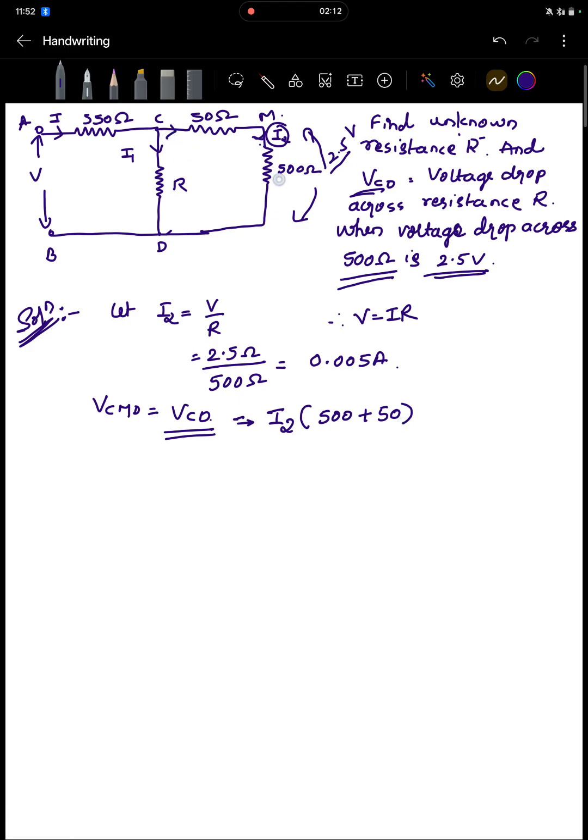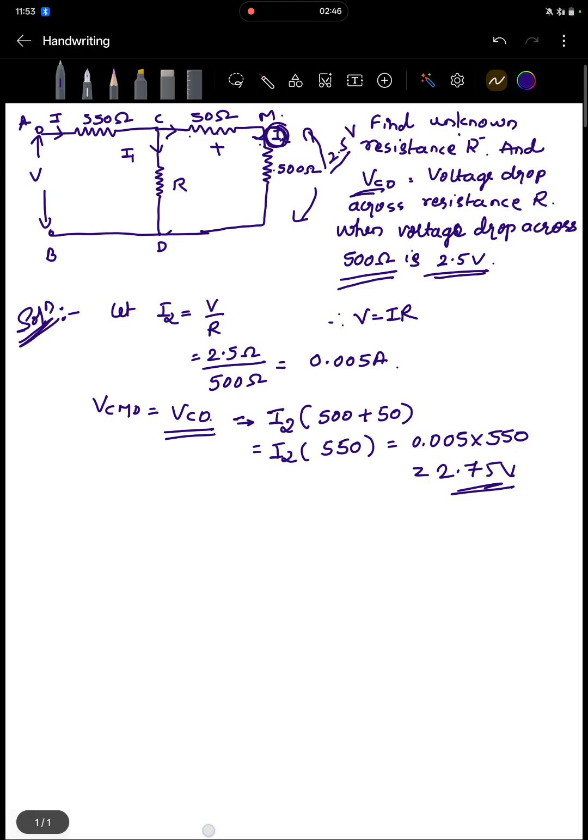Once we calculated the current across this resistance, we can consider these two resistances are in series. So what is the value? 50 plus 500, that is I2 into 550 ohm. What is I2? I2 we calculated, that is 0.005 ampere into 550, that is total 2.75 volt. Okay, we calculated this one.